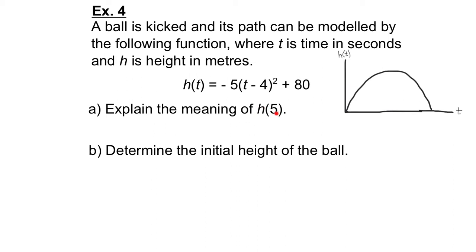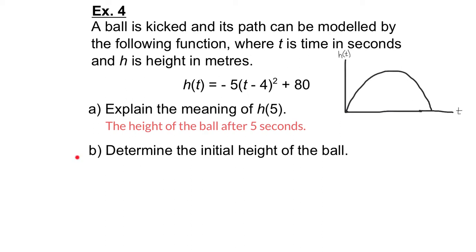H of 5. So remember, this is function notation. H of t is the height as a function of time. H of 5 would be height as a function of 5? Well, what's the 5 there for? What's the 5 replacing? It's replacing the t. So remember, in function notation, whatever's in the brackets is the value of your independent variable. So in this case, the 5 is the value of t. So the way I can answer this question, explain the meaning of h of 5, I can say that this is the height of the ball after 5 seconds.